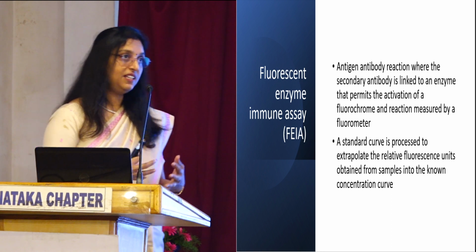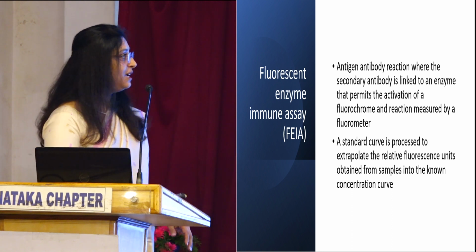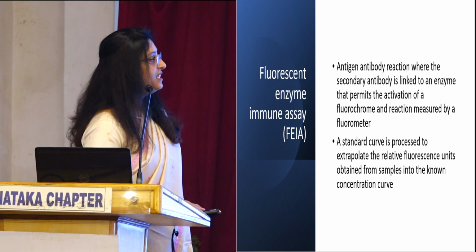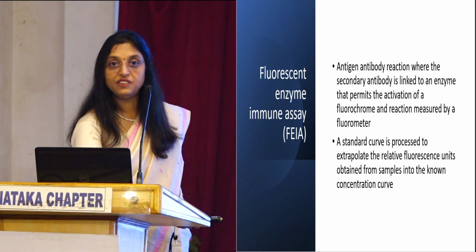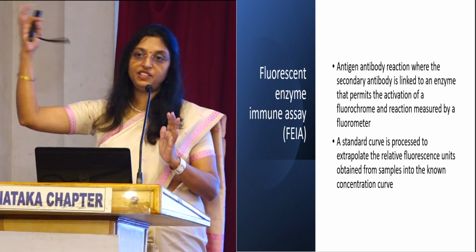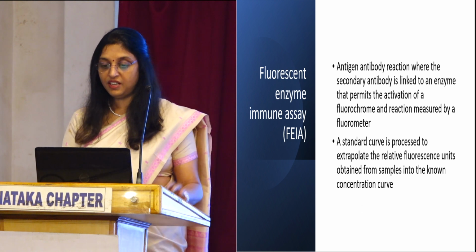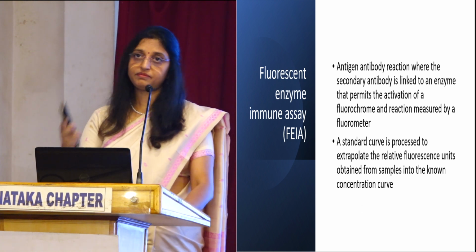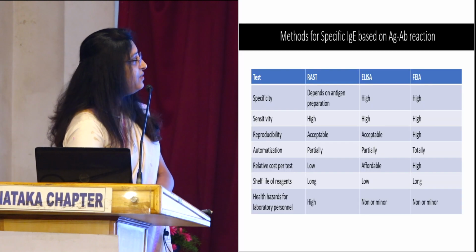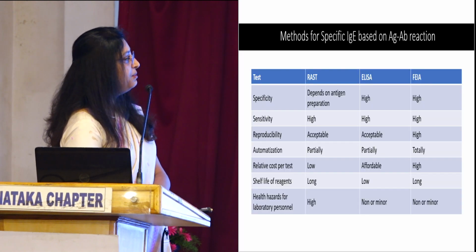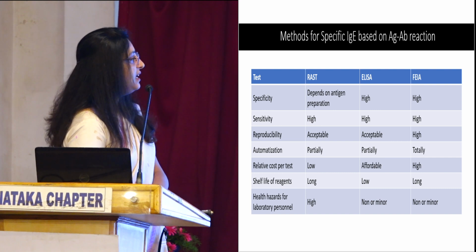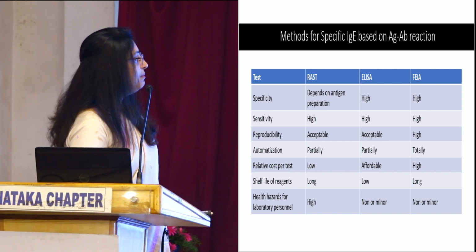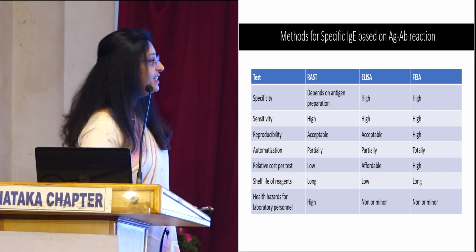Even so, there were a lot of challenges with the extracts and the cross reactions. Then came the fluorescent enzyme immunoassay, where instead of an enzyme, you use a fluorochrome to measure the reaction with a fluorometer. The reaction is then measured against a standard curve, and you get the value for the FEIA. So these were the methods used earlier, antigen antibody reactions: RAST, ELISA and fluorescent immunoassay. The specificity is pretty good with fluorescent immunoassay, as well as the sensitivity when you compare them to the skin tests, but they again have their challenges.